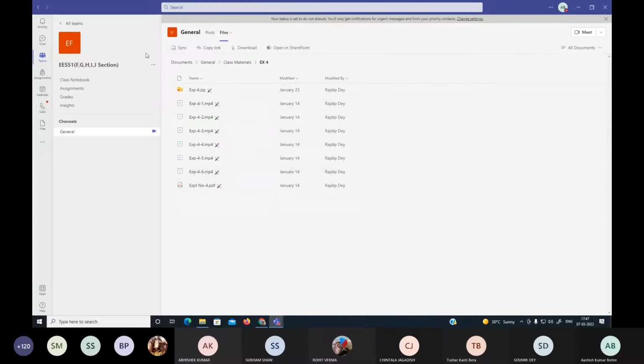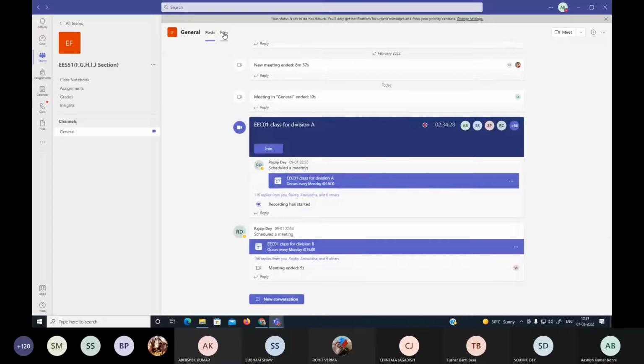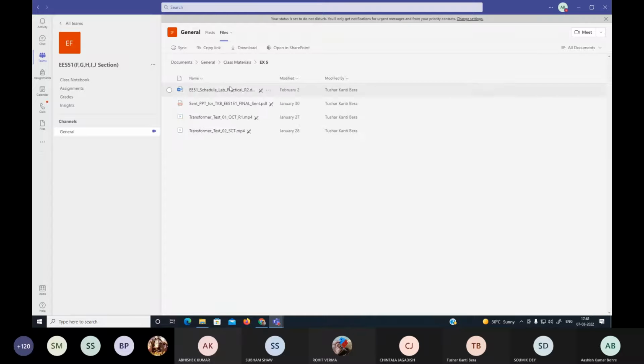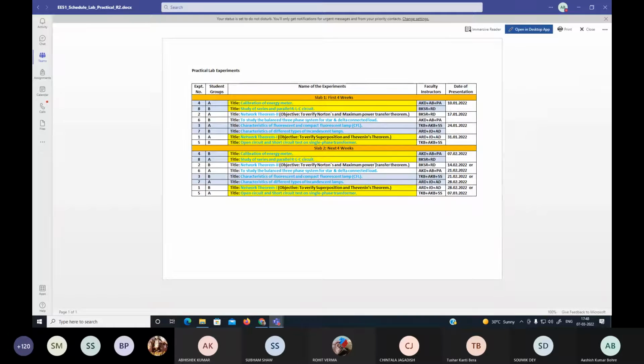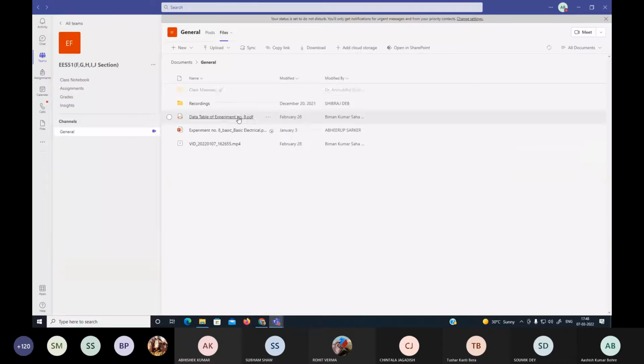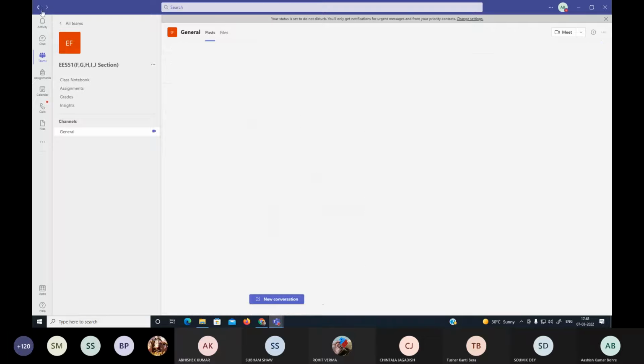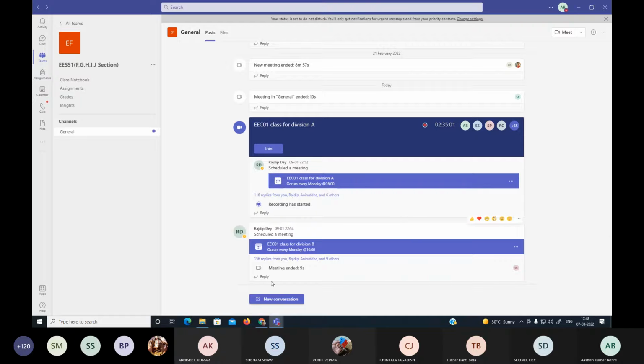So you see here in the file section, you can see the practical laboratories, and the recording and schedule are uploaded by sir. All things, the experiment basics and the recordings, you can see here, the different experiments whatever we have explained are available. So it is already available with you.